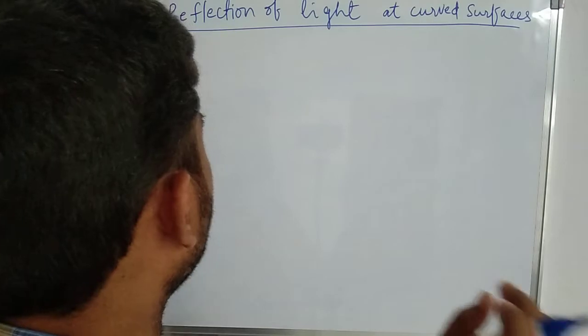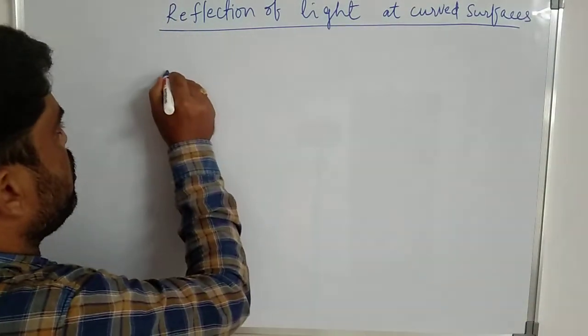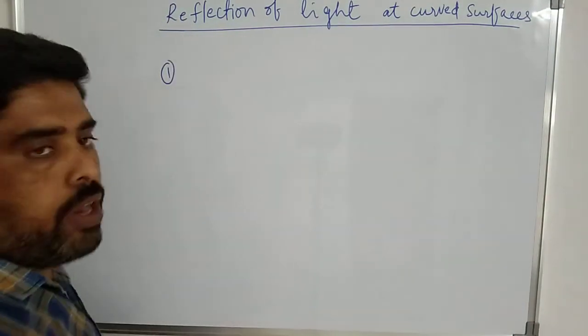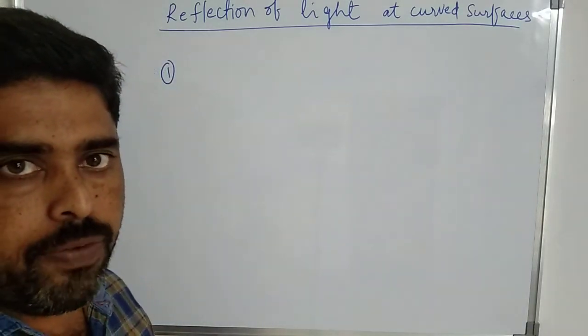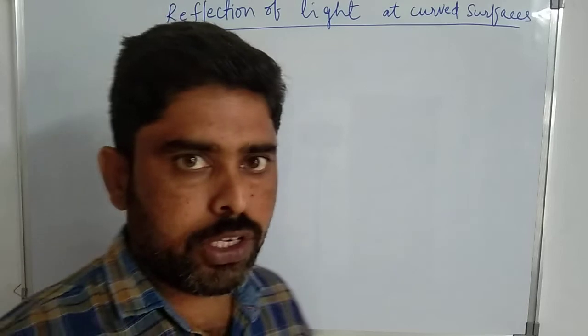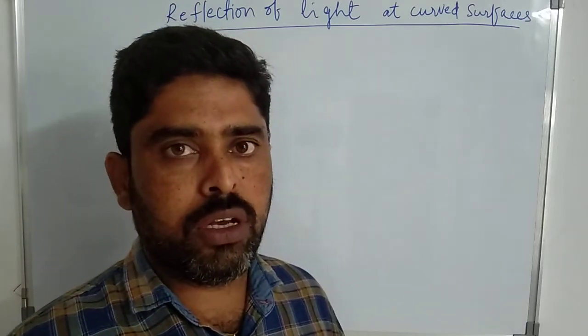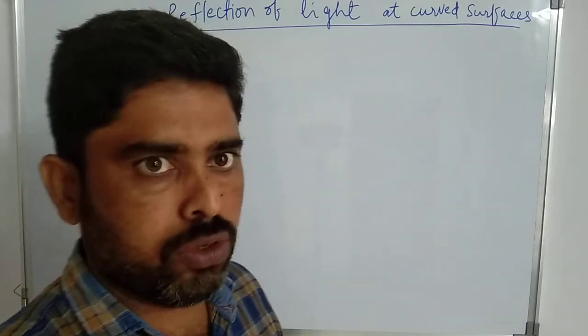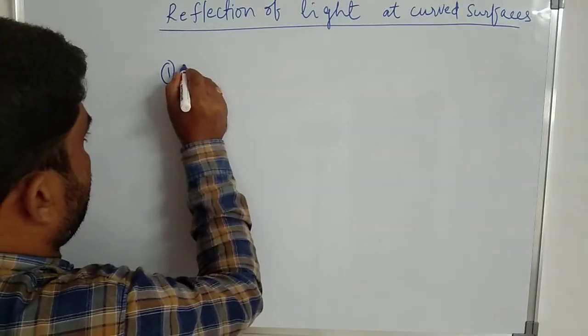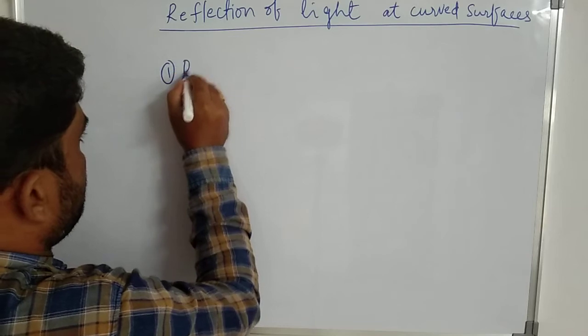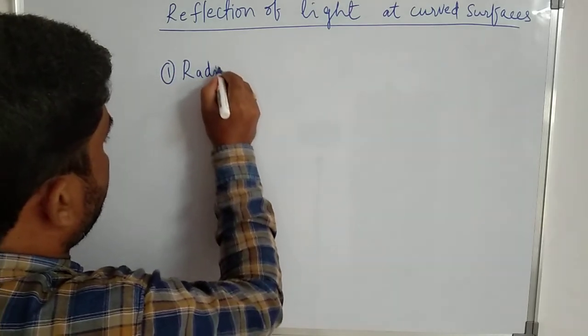What are the terms which we are going to use in this chapter? These are very important terms for the examination also. There may be a chance of being asked to define any four terms for 4 marks. So, the first one, let us take radius of curvature.